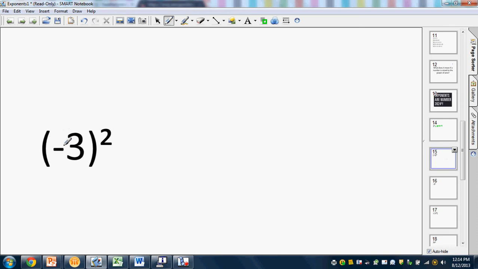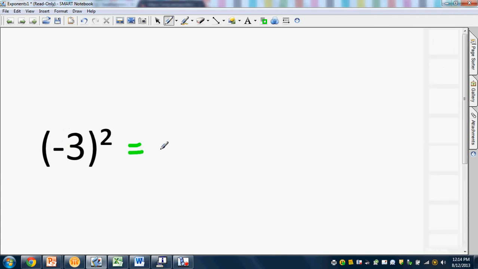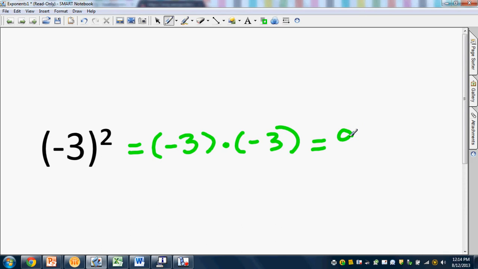Now, this is different than if we have a negative 3 with the parentheses around the negative 3 and we're squaring that. So in expanded form, because the 2 is outside the parentheses, that means that everything that's inside the parentheses is what is being squared. So this is the same thing as saying negative 3 times negative 3. Well, negative 3 times negative 3 is positive 9.